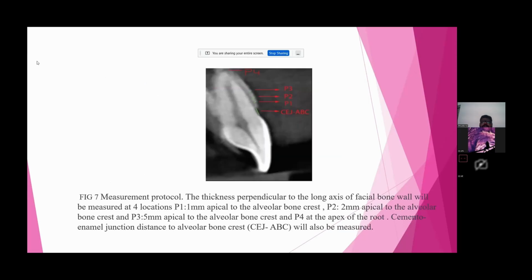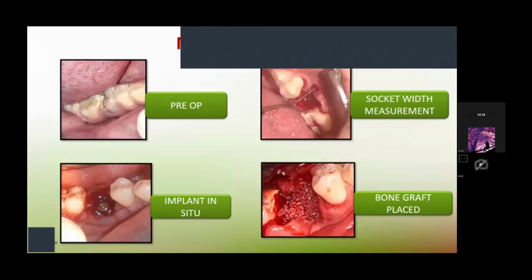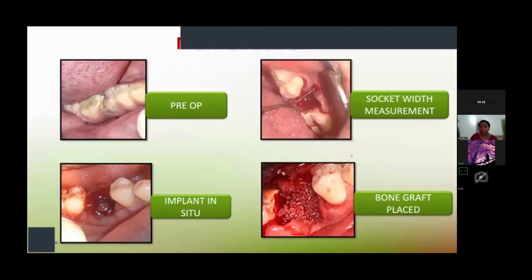These are the standard photographs. First, the CEJ to alveolar crest bone is measured, and then P1, P2, P3, and P4. So these are the photographs of the standard protocol followed.